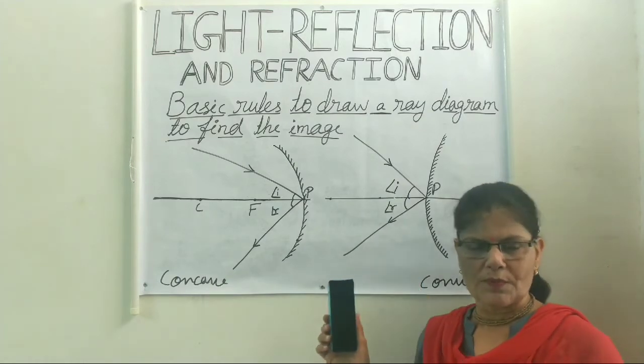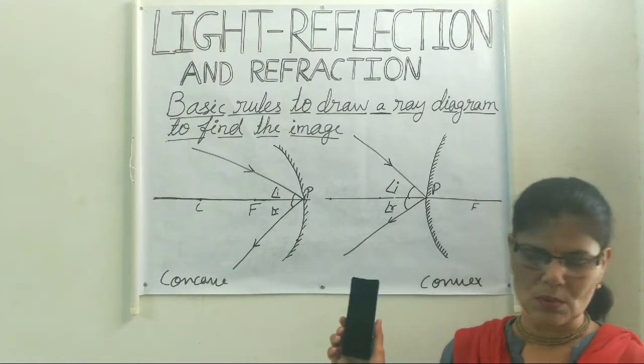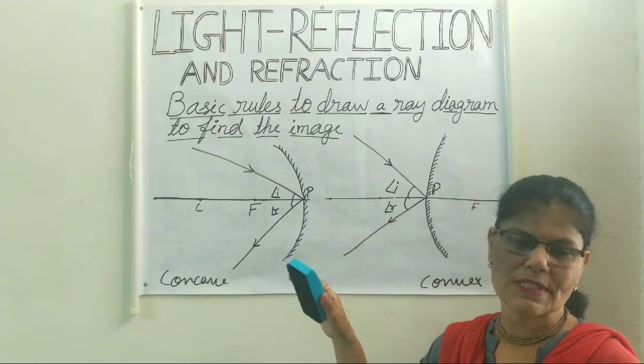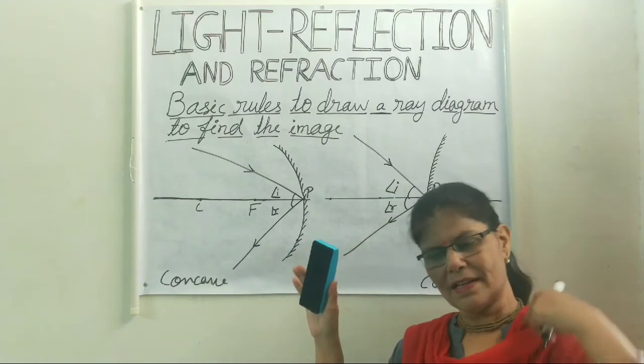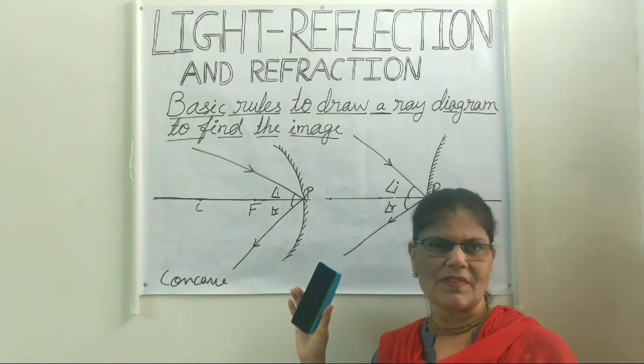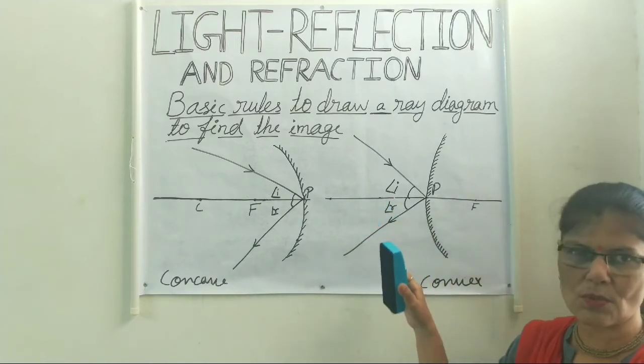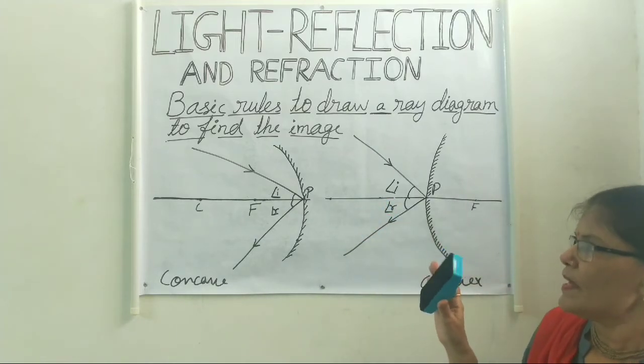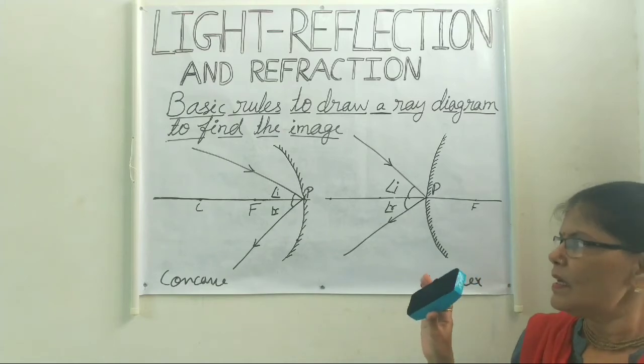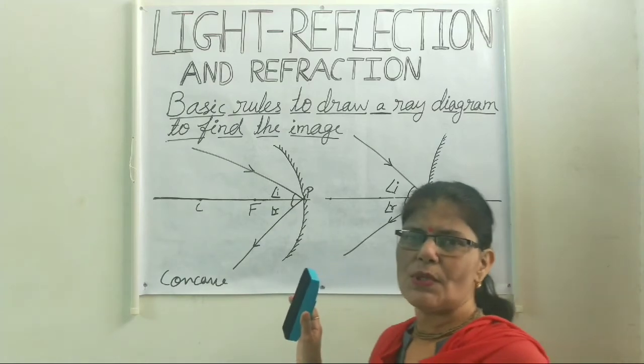So children, we are having 4 rules, and all these 4 rules you can get in the NCERT textbook also on page number 165 for reference. You have to practice all these rules. So here we have seen 4 rules. At a time we have to use any 2 rules.